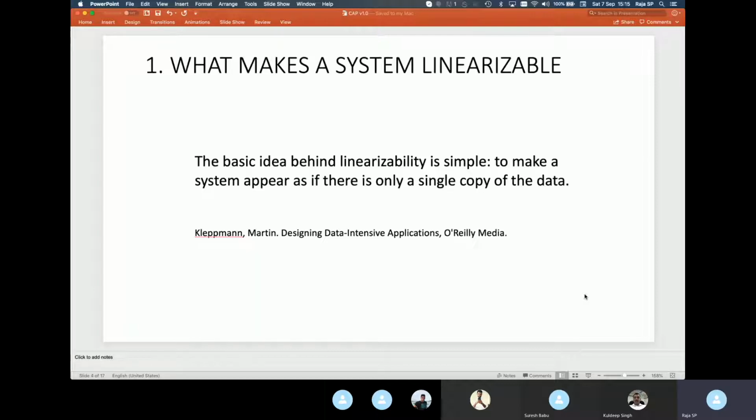So if you look at the linearizability definition, basically the basic idea is simple. The system has to appear as if there is only one single copy of data. That's very straightforward and the simplest definition. And this is how the world was in the past, when we used to deal with monolithic systems where there is only one single database and using ACID properties.